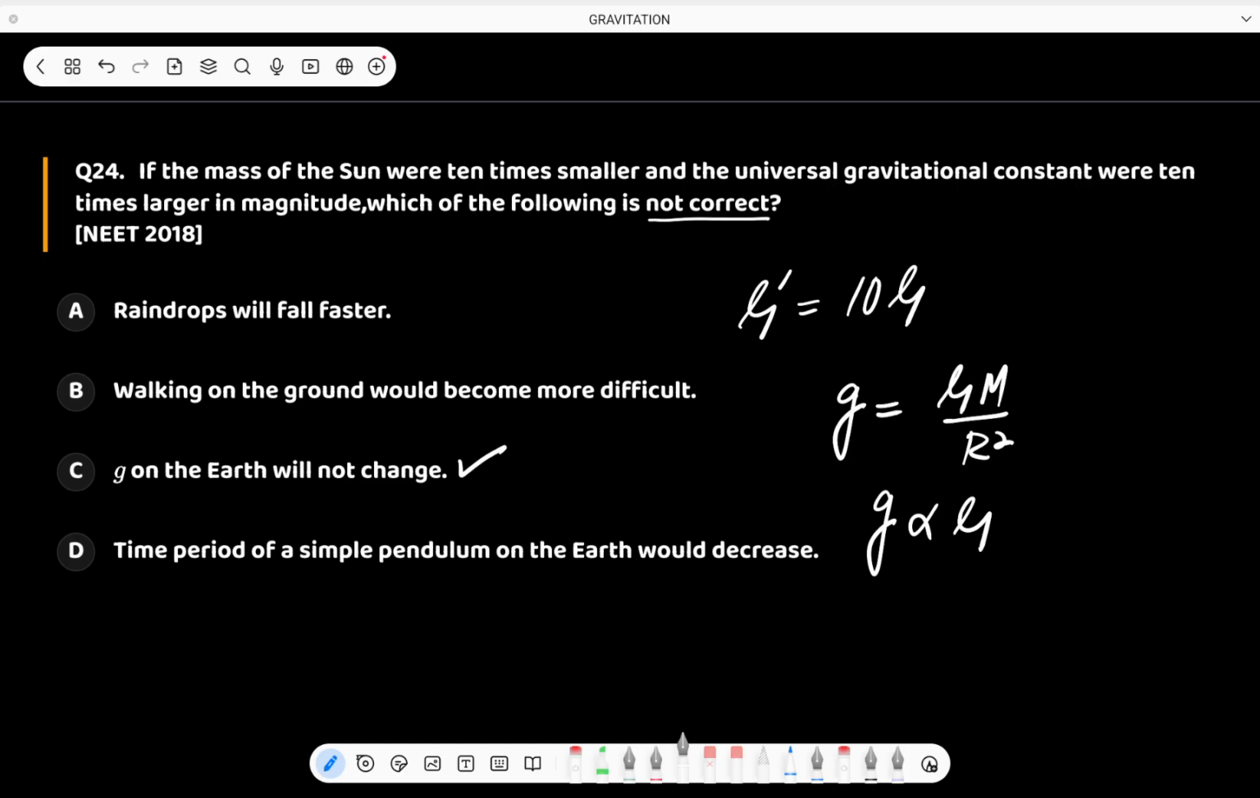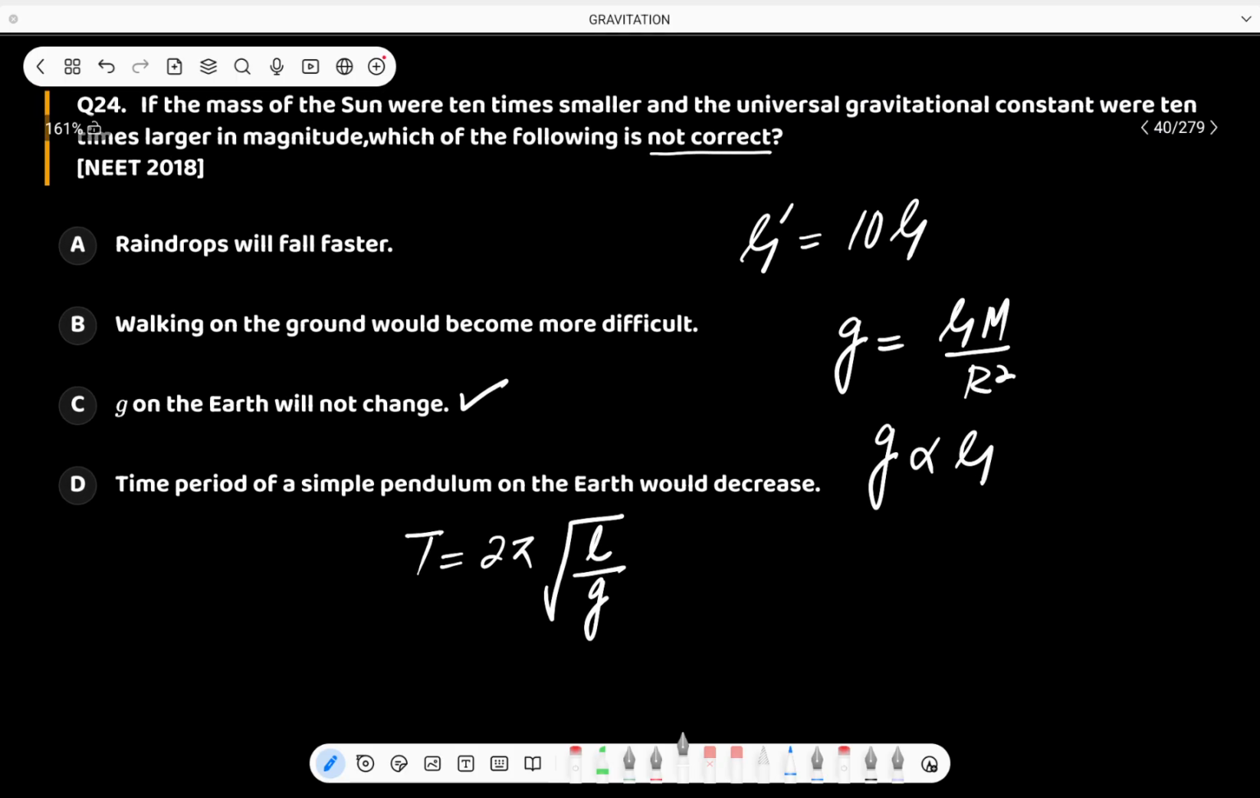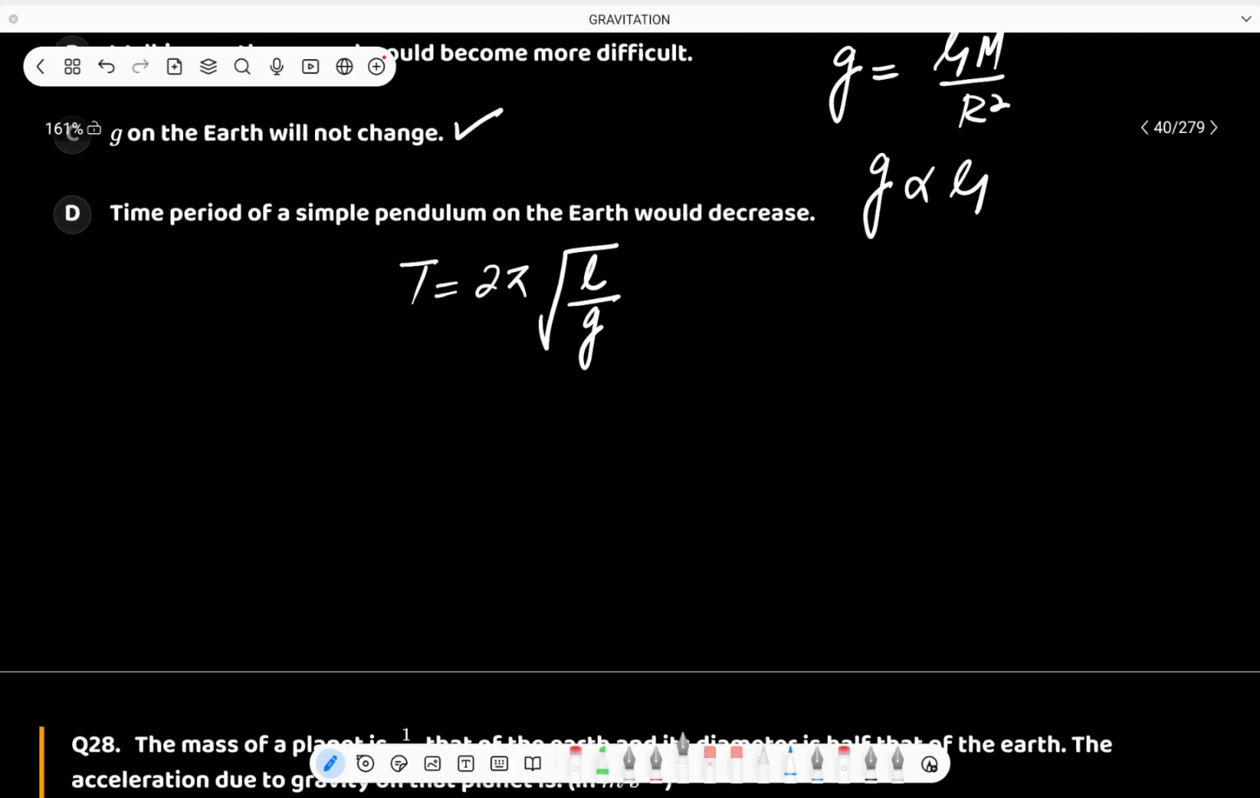And option D that we have is that the time period of a simple pendulum on earth will decrease. The time period of a simple pendulum, if you remember, is 2 pi square root of L divided by g. Now since acceleration due to gravity will increase, the time period of the simple pendulum will decrease. That is true, but we have to see which of the following is not correct. So the answer is part C, that g will not change. Okay, so this is the correct answer.